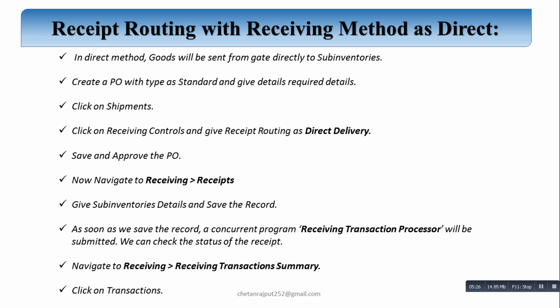Then navigate to the receiving and receipt screen. Give the sub inventory details and save the record. As soon as we save the record, a concurrent program called receiving transaction processor will be submitted in the backend. We can check the status of the receipt. Navigate to the receiving transaction summary screen and click on transaction.